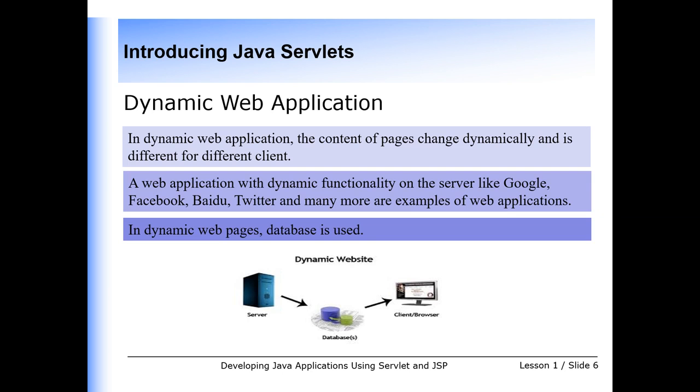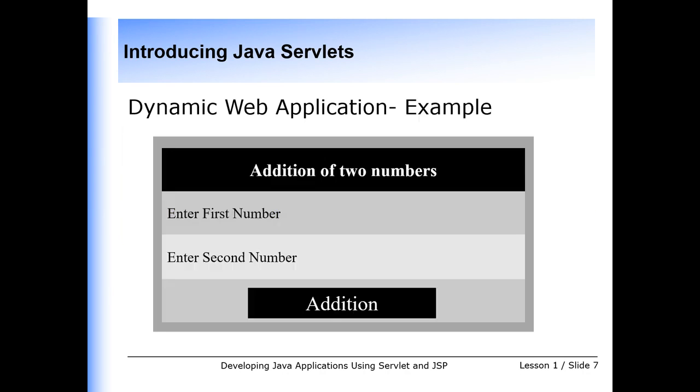So what is the basic difference between dynamic and static web application? The main difference between static and dynamic web pages is that the content of a static page remains the same for all the users. However, the content of a dynamic web page changes based on the request from the client. Let me explain with the help of an example.